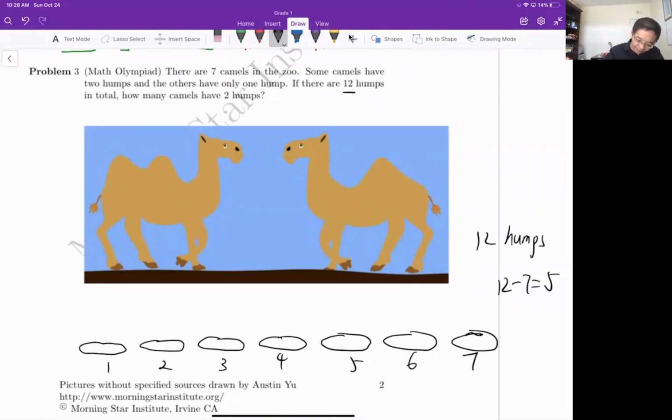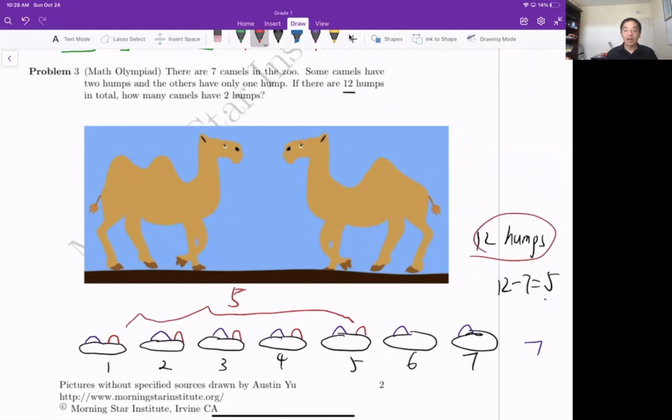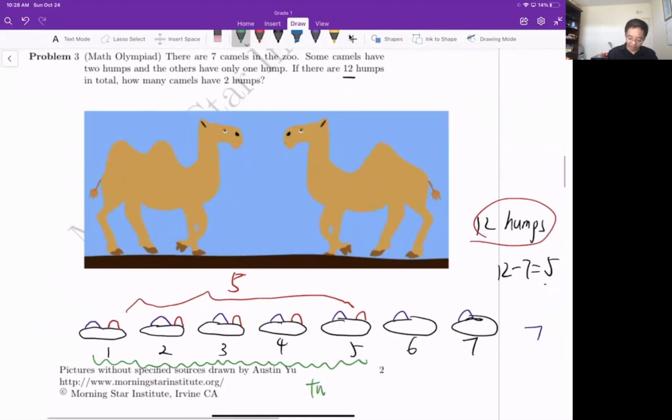So if this one has 1 hump, this 1 hump, and so on, that's 7, right? But we need 5 more. So I add 5 more: 1, 2, 3, 4, 5. And this will give me 12 humps, right? Now if you look at the first 5, those are the camels that have 2 humps. So the answer is 5. 5 of them have 2 humps.